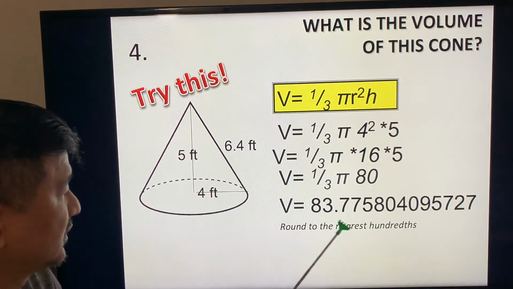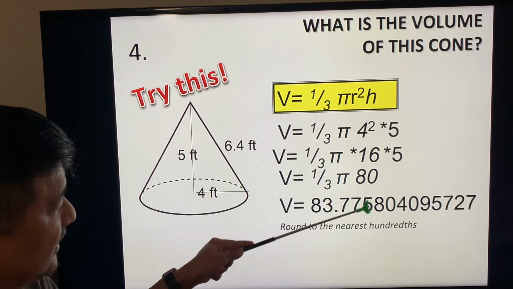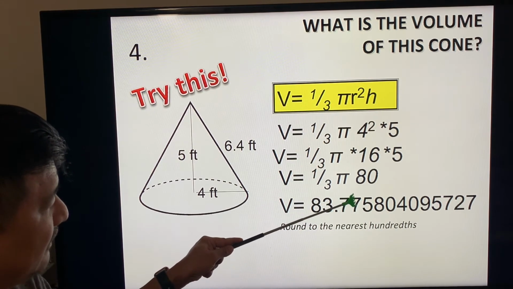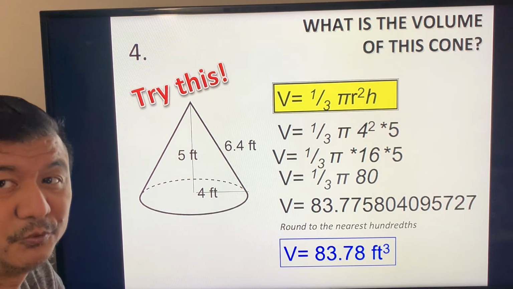Since my instruction is to round to the nearest hundredth, it stays here. Will the 5 affect my 7? 5 and up, I round up. Therefore, 83.78 cubic feet.